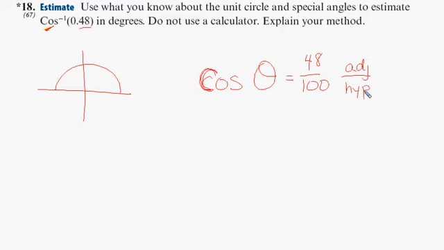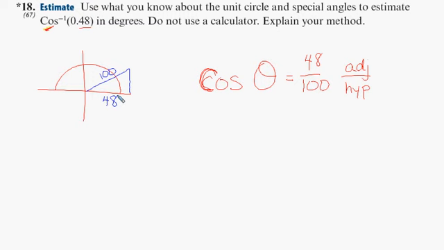All right. So if you draw the sketch, you'll be able to see, I think, that it belongs in the first quadrant. Okay, so we know that the hypotenuse is going to be 100. We know that the adjacent leg is 48.